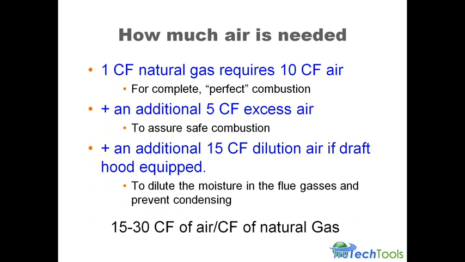Now, if we have a draft hood, like a conventional draft furnace, there's an additional 15 cubic feet of air required for dilution. And that 15 cubic feet of air is going up that chimney 24/7, 365. So on a residential furnace, for every hour it runs, for every cubic foot of gas it requires, it's running 15 cubic feet of air up there. So you're talking about a tremendous amount of air going up the chimney all the time. At the end of the day, we're looking at somewhere between 15 and 30 cubic feet of air per cubic foot of natural gas used.